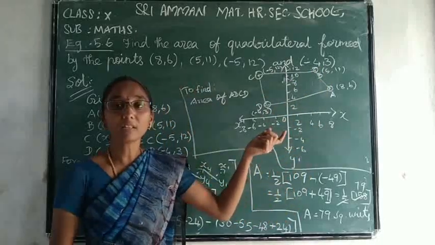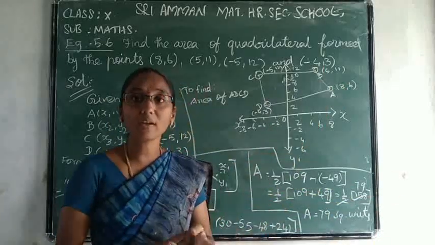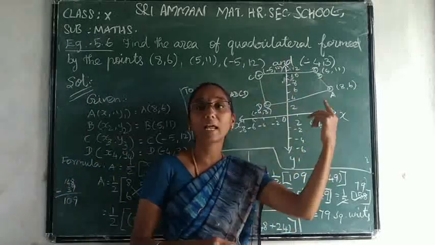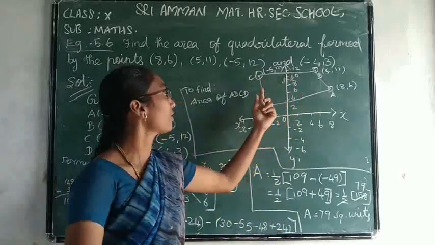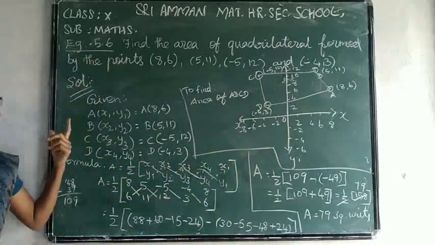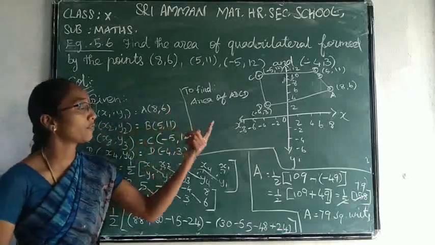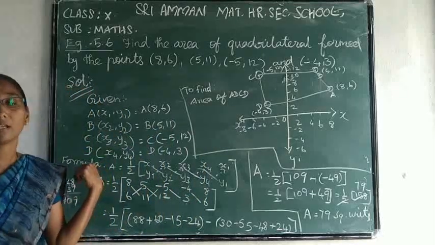The name is put in which way? Counterclockwise. Counterclockwise and anti-clockwise are the same, opposite of clockwise. Okay. Substitute the given values. You consider the points A of x1, y1 is A of 8, 6, B of, and then C and then D. Okay.